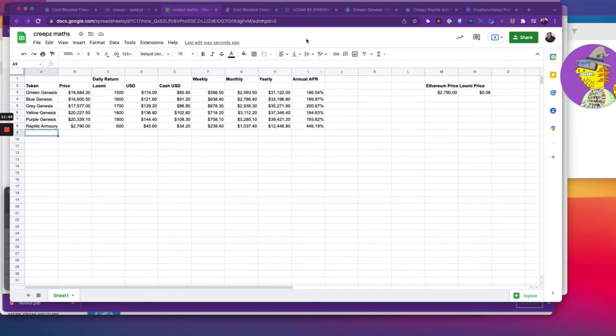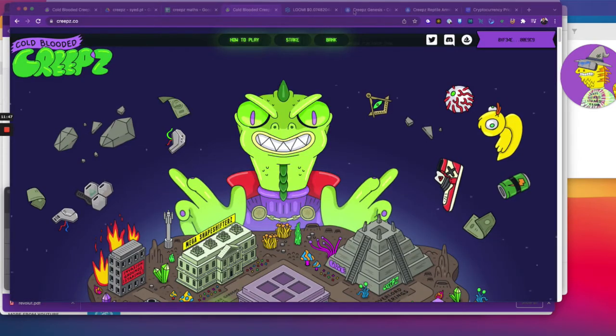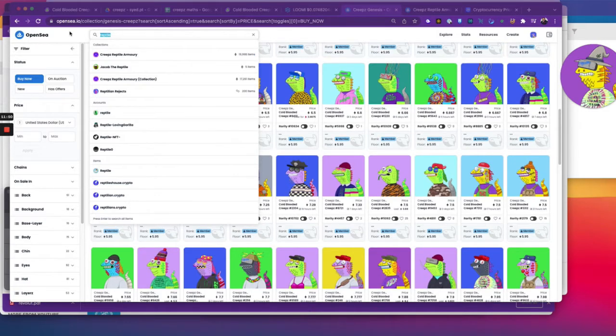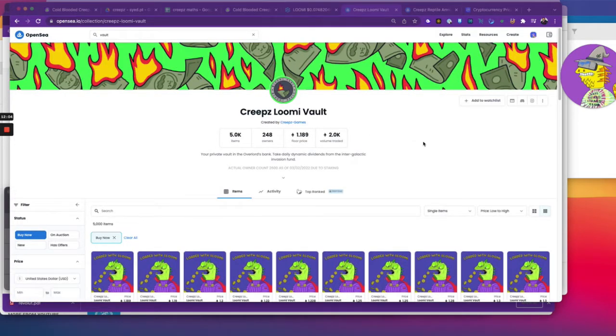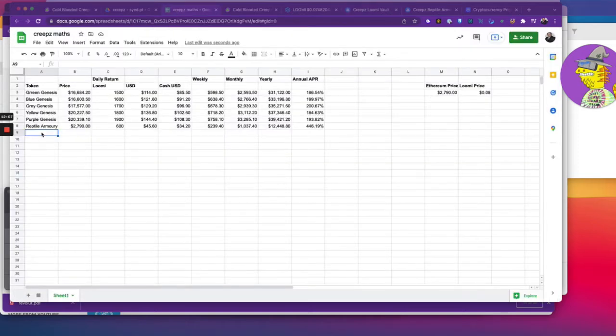So that's what else is in the ecosystem. So we also have the vault, which is actually quite complex to work out. So the Lumi vault at the moment is going for 1.18. Okay, let's just put down vault equals to this times 1.18. Okay, that's the price of a vault.